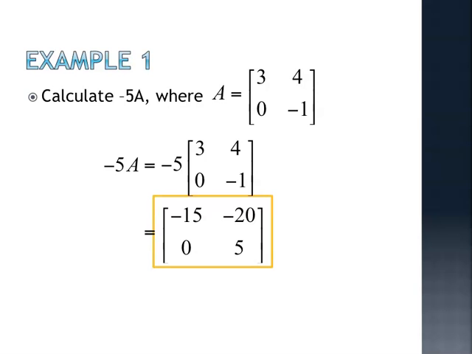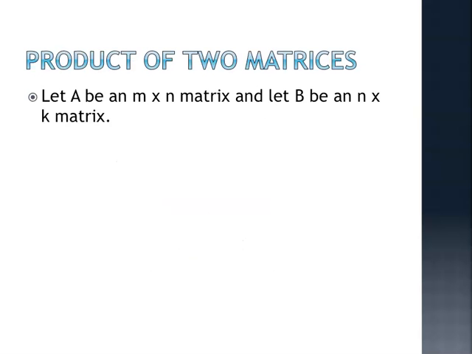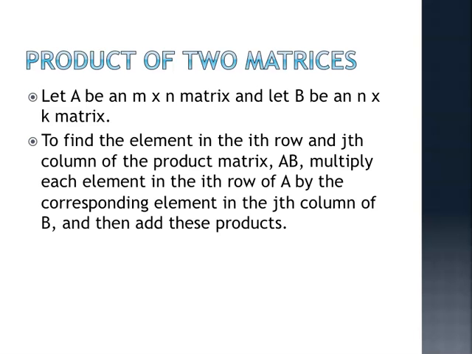Now, on the other hand, when we talk about matrix multiplication, we're talking about multiplying two matrices together. Let's say you have a matrix A, which is an m by n matrix, and a matrix B, which is an n by k matrix. Notice that they are different sizes, but also notice that the number of columns in one matches the number of rows in the other. In order to find the element in the ith row and the jth column of the resulting product matrix A times B, you multiply each element in the ith row of A by the corresponding element in the jth column of B, and then add all those products together.